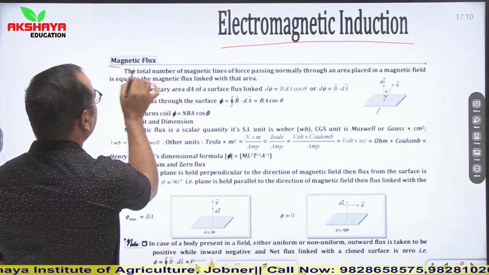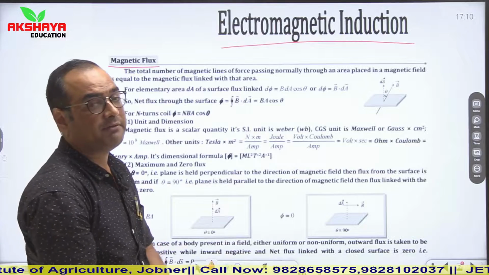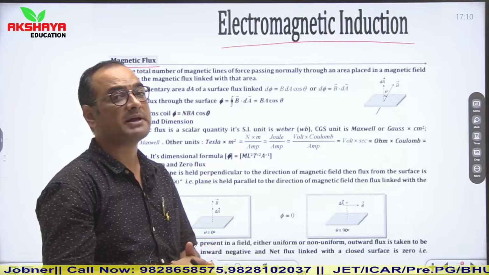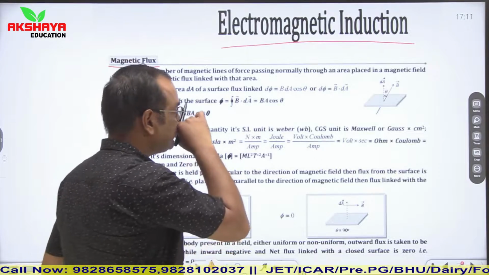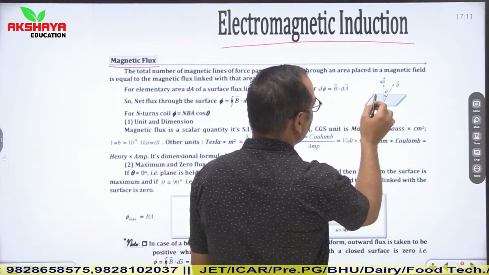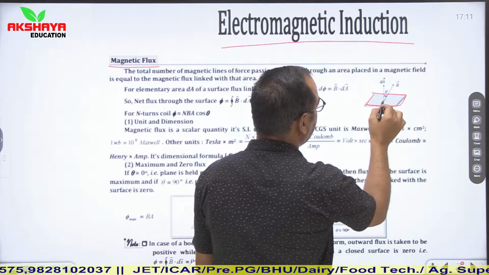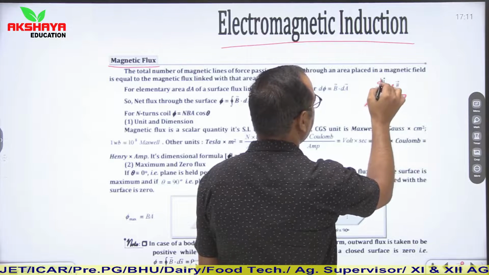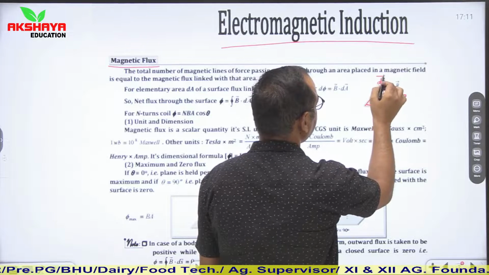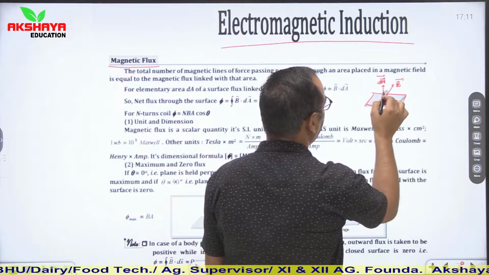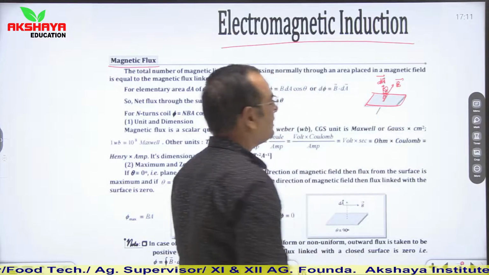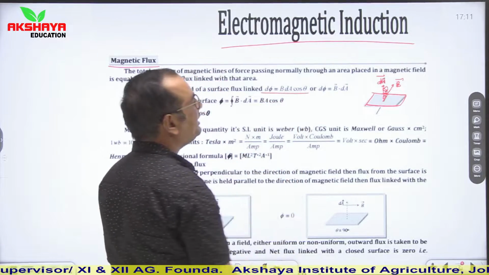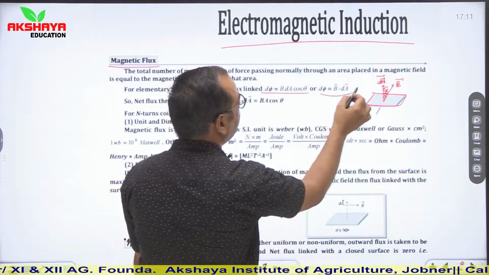So let us start with magnetic flux in electromagnetic induction. Magnetic flux is defined as the number of magnetic field lines passing normally through any surface. Let us say this is any surface given to us, this is the direction of magnetic field B vector, and this is the area vector dA vector. The angle between them is, let us say, theta. Then d phi is equal to B dA cos theta, or d phi is equal to B dot dA.